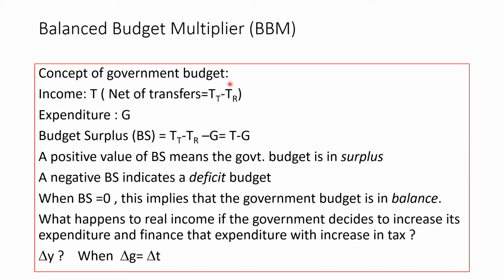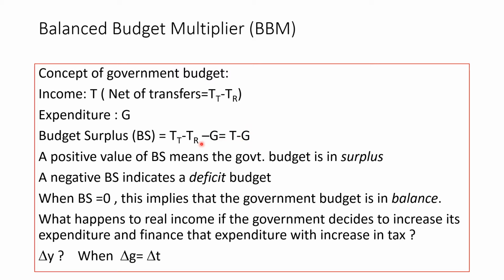So TR is the transfer, and total tax collection is TT. So this is net tax, and expenditure of the government is G. If it is exogenously given, as we have already assumed, it is G bar basically. And then budget surplus. So this is government's income and this is government's expenditure. If you deduct expenditure from your income, that is what is called budget surplus. That is your total income minus your total expenditure. So this is TT minus TR minus G, or in other words you can write it T minus G, your net income minus your total expenditure.